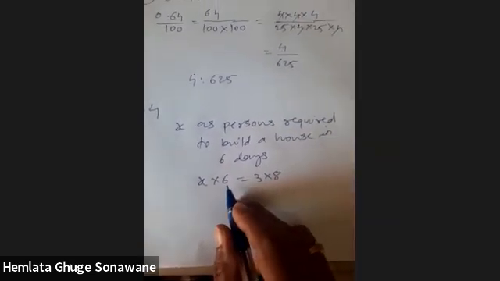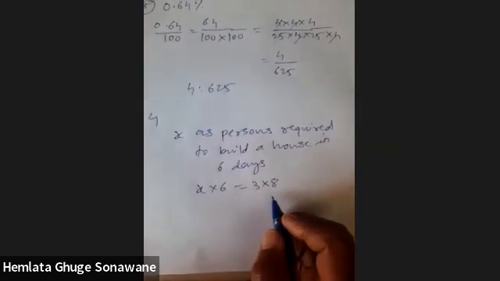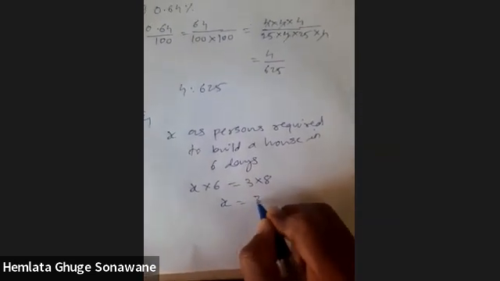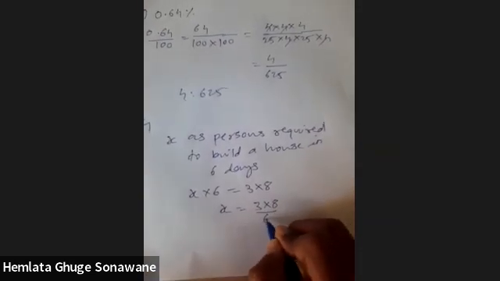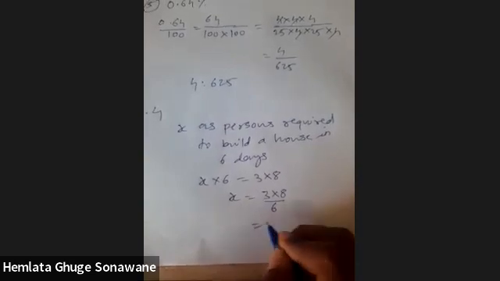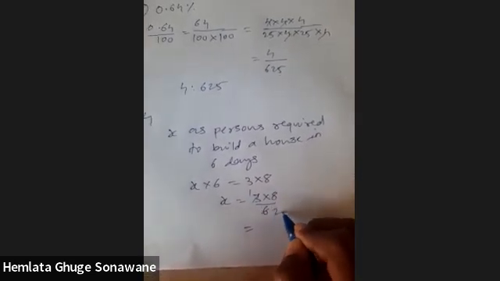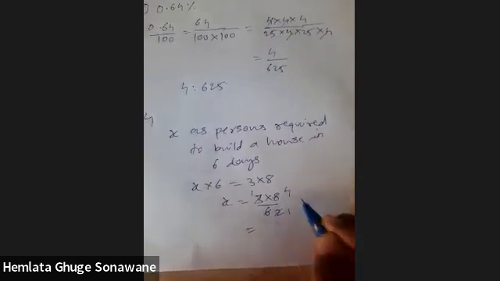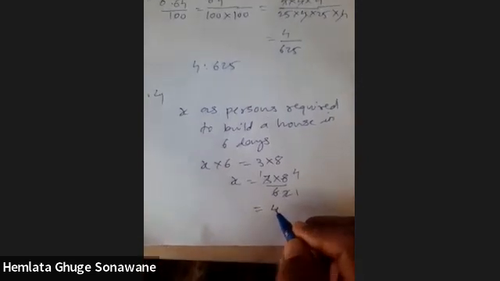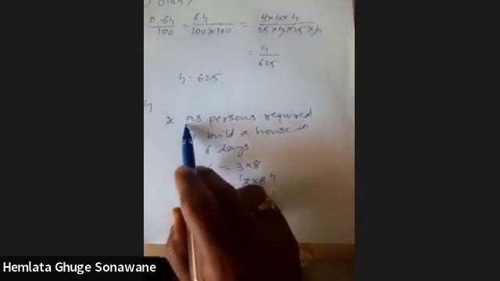Let's simplify this. This 6 is in multiplication form, so it divides towards the right hand side. So X is equal to 3 into 8 upon 6. 3 ones are 3, 3 twos are 6, 2 ones are 2, 2 fours are 8. So X is equal to 4. So the number of persons required to build a house in 6 days is 4.